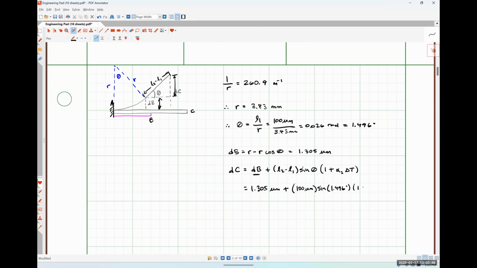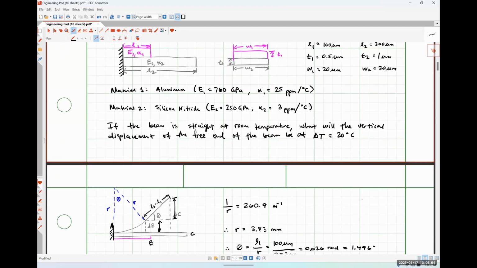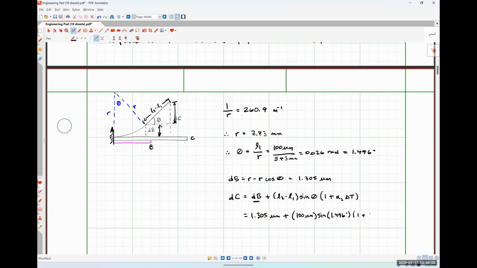And then I'm going to have 1 plus, so let's see, 3 parts per million is 3 times 10 to the minus 6 per degree Celsius, times 20 degrees Celsius. So realistically, yeah, that's not going to change that much.